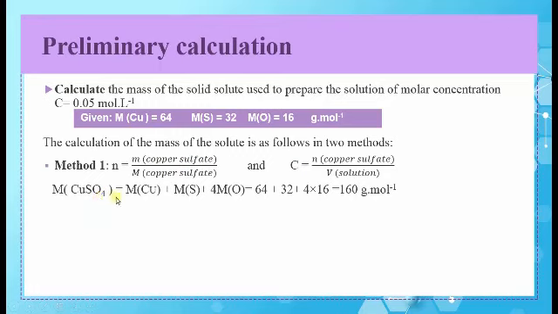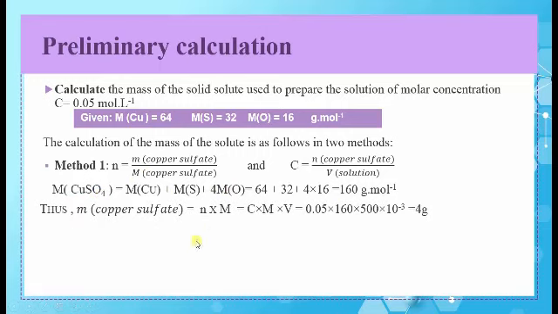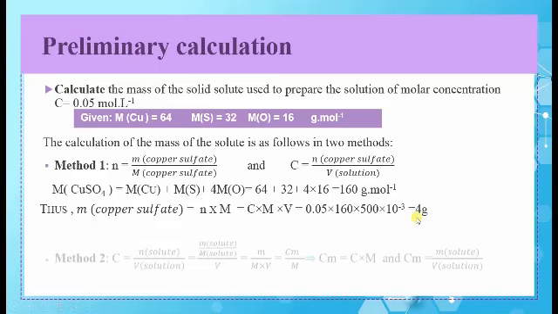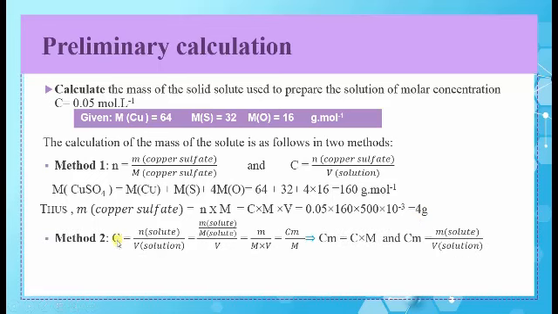First, calculate the molar mass of copper sulfate. We need the molar mass of Cu, the molar mass of sulfur S, and 4 times the molar mass of oxygen because we have 4 oxygen atoms. The value is 160 gram per mole. The mass of copper sulfate is equal to the number of moles times the molar mass using this formula, and then it is equal to the concentration times molar mass times volume using the second formula, and the value is 4 grams.